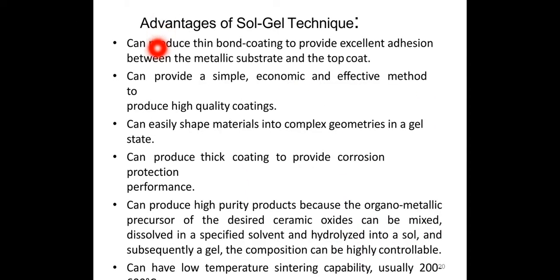So what are the different advantages of the sol gel technique? It can produce thin bond coating to provide excellent adhesion between the metallic substrate and the top coat. Simple, economic and effective method to produce high quality coatings. Can easily shape materials into complex geometries in a gel state. It can produce thick coating to provide corrosion protection.